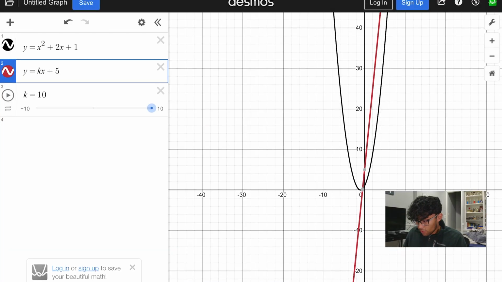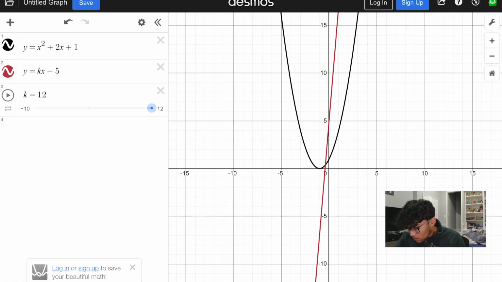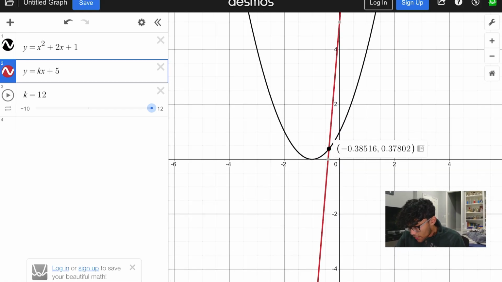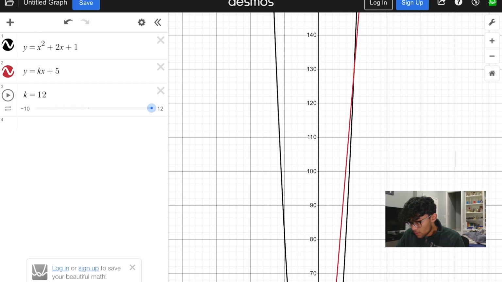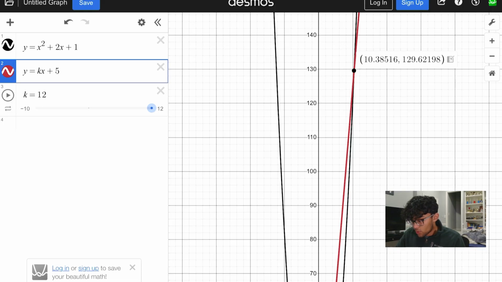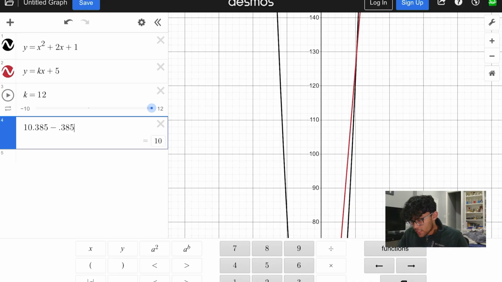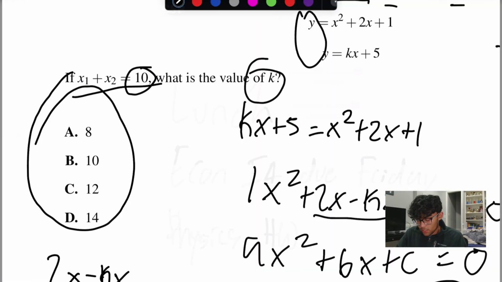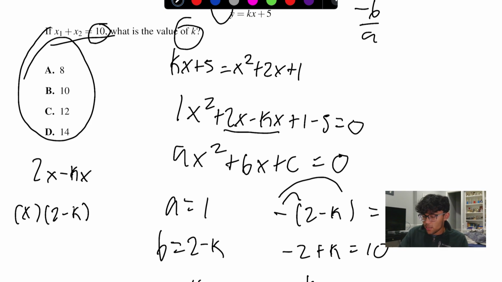Next answer choice is 12. So this should give us 10, actually. The first solution is negative 0.385, and this is 10.385. So 10.385 minus 0.385 gives us 10, which is correct, right? x1 plus x2 is 10. That's how we can verify our answer and make sure that the correct answer is C.